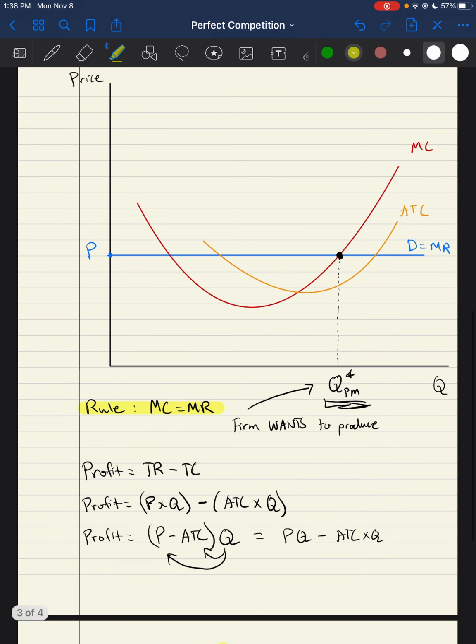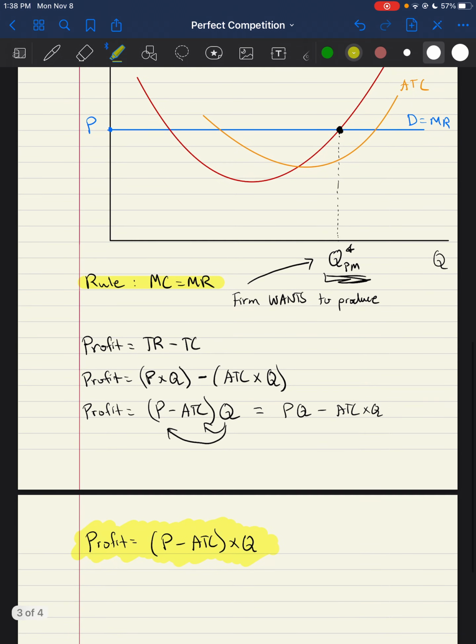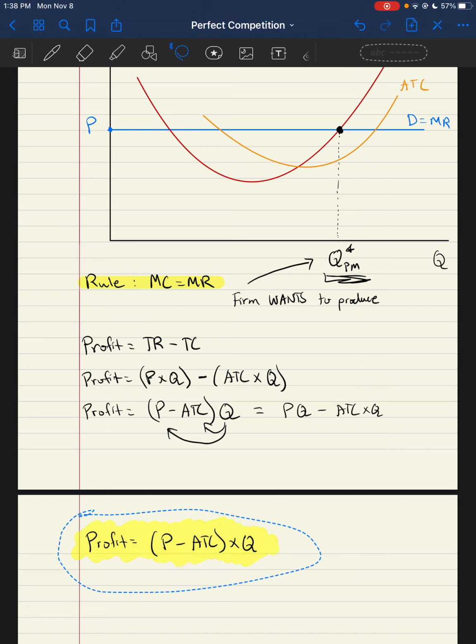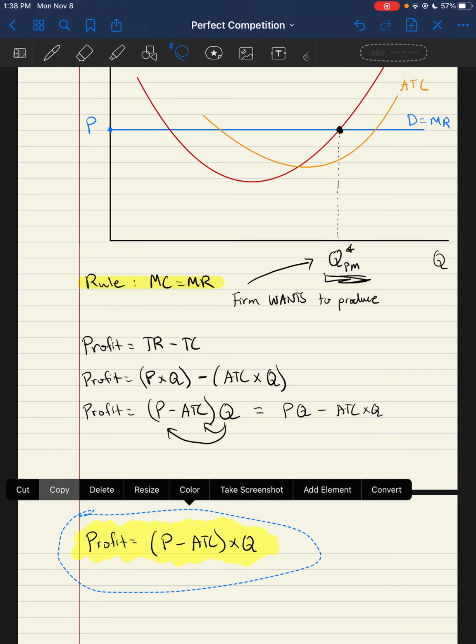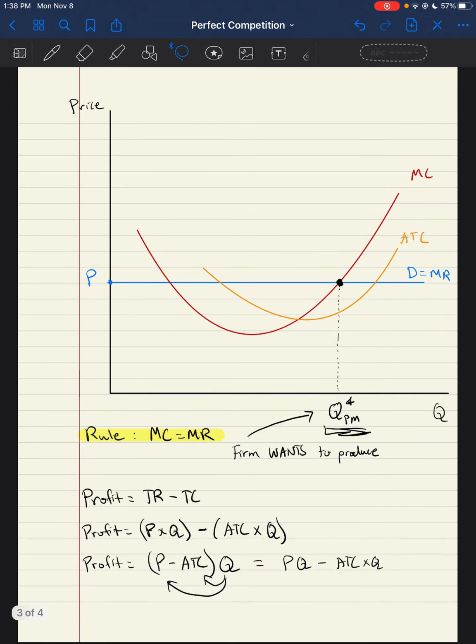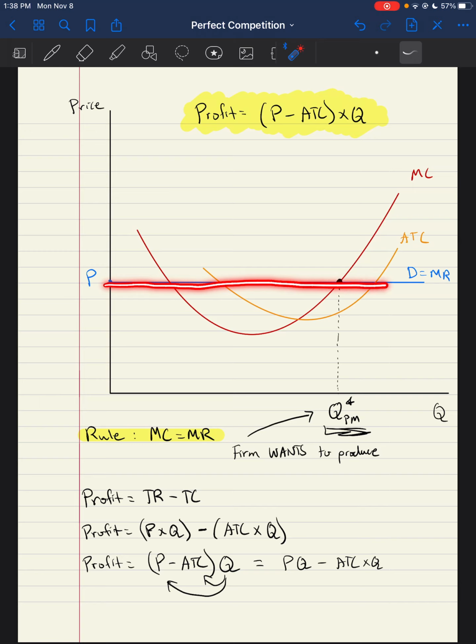If we go back to this graph, actually first let me copy this and paste it at the top so we can all see it. We know that the profit is equal to price minus ATC times the quantity. All I have to do now is find where the price is. The price is right here, minus the ATC. Where is the average total cost? The average total cost is right here. But which point on the average total cost are we looking at? We're looking at this point.